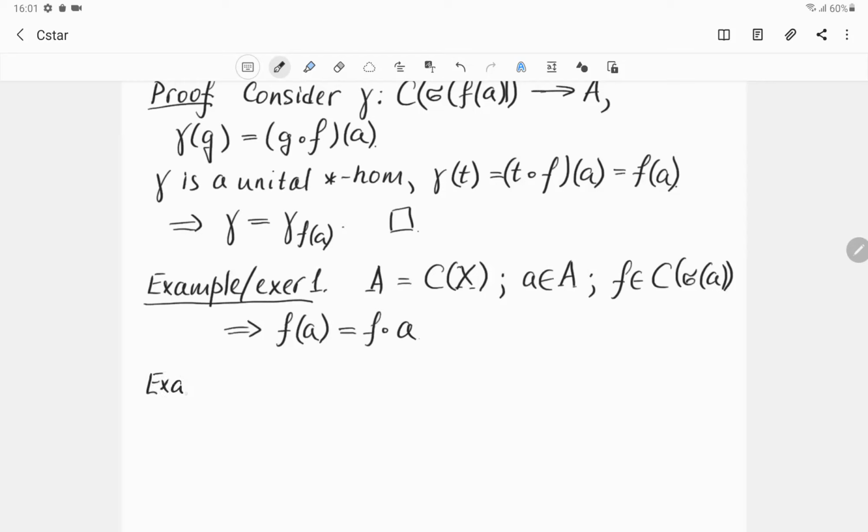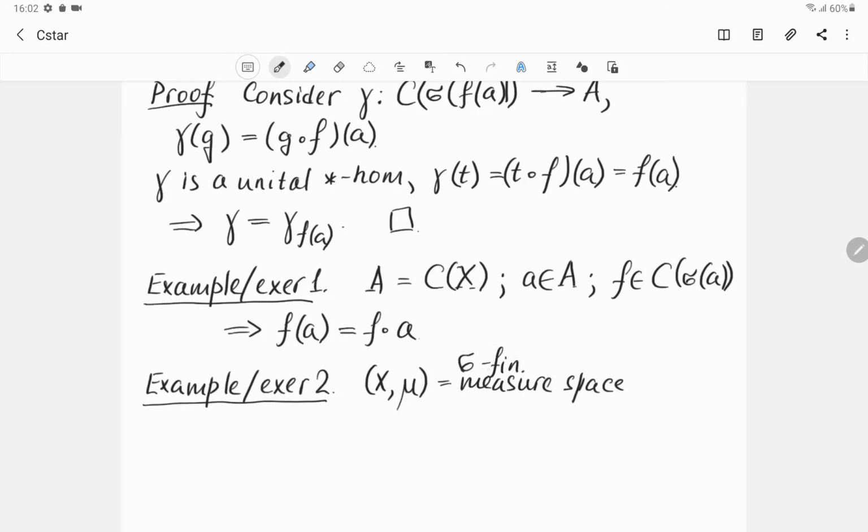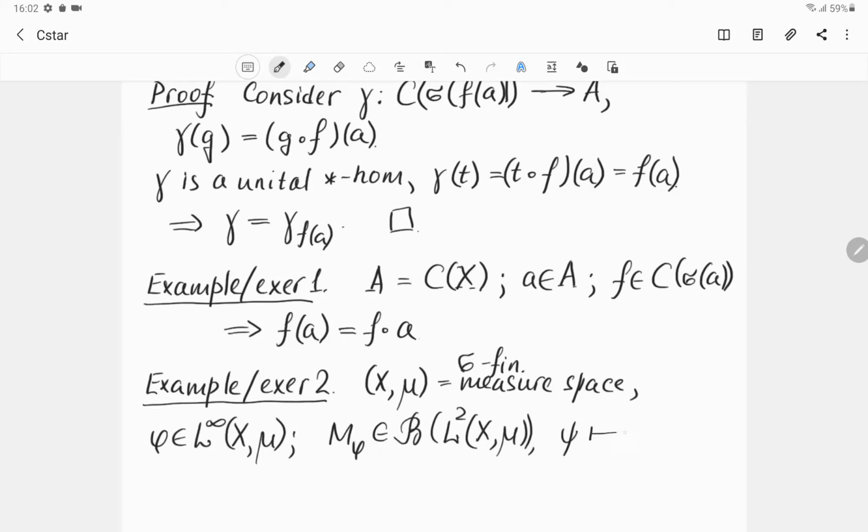And one more example, which is closely related to operator theory. Suppose that we have a measure space, X, mu, well, let's assume that it is a sigma finite measure space. Let phi be an essentially bounded measurable function on X. And let m phi denote the respective multiplication operator, which acts on the L2 space on X. And this is just the pointwise multiplication.